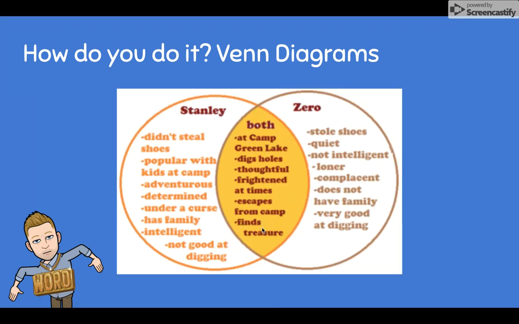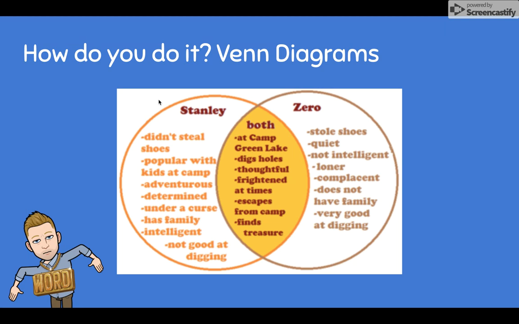Let's check out a real example. So here's an example of a Venn diagram for the book Holes, and it's a character analysis. So we're looking at the similarities and differences between Stanley and Zero. So we're comparing and contrasting Stanley and Zero. So let's look at Stanley first. We've got his name up the top there, which gives the reader a bit of information.